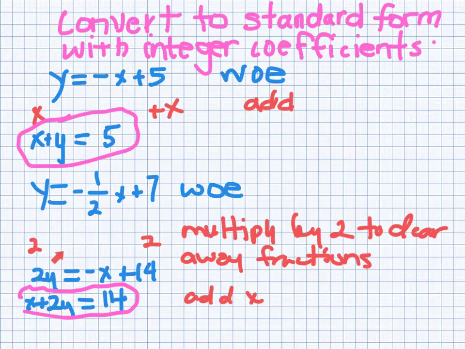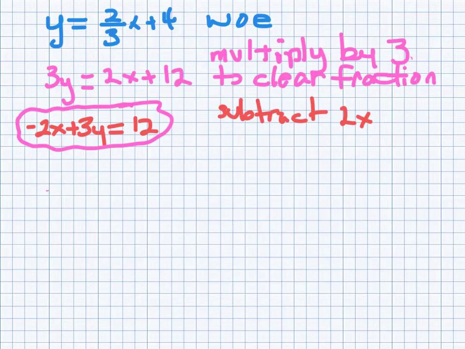Multiply both sides by 2, and we'll end up with 2 times y is 2y. We multiply the 2 over here, and we're going to end up with 2 over 2, and that just equals 1. We can drop that, and we end up with negative x, and the 2 times 7 here is going to be 14. Then we add x to both sides to get rid of it on this side, and we end up with x plus 2y equals 14.